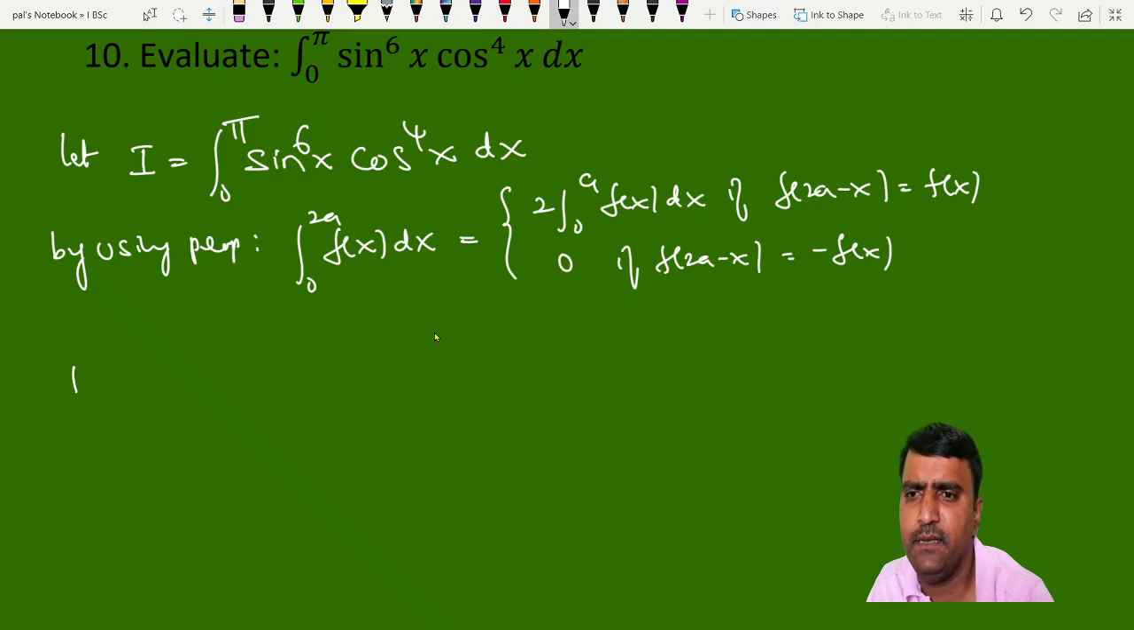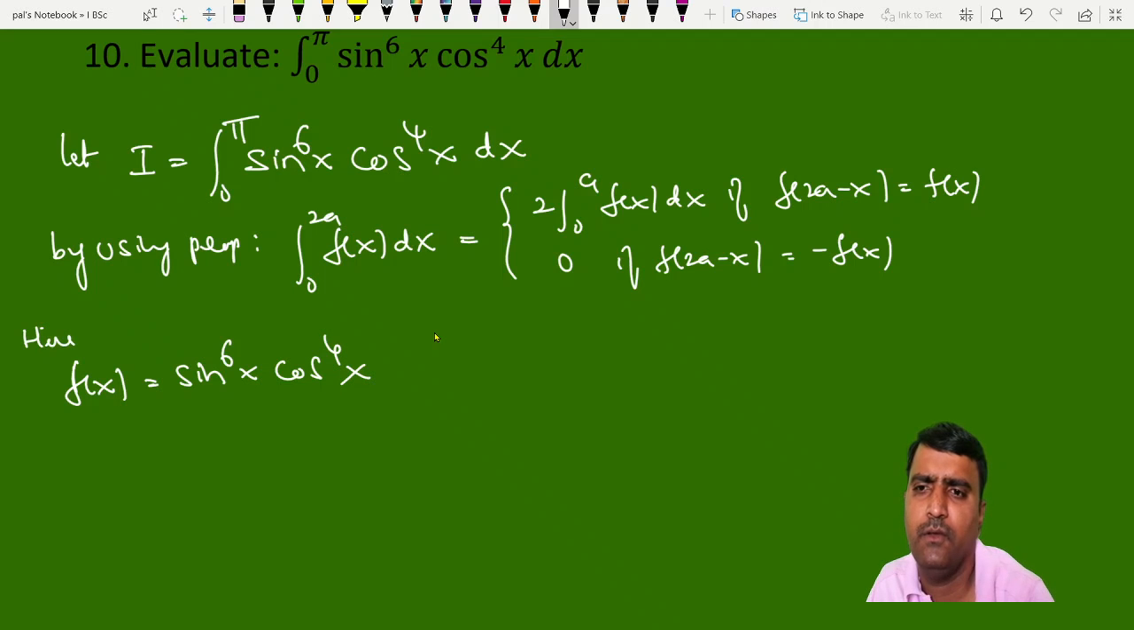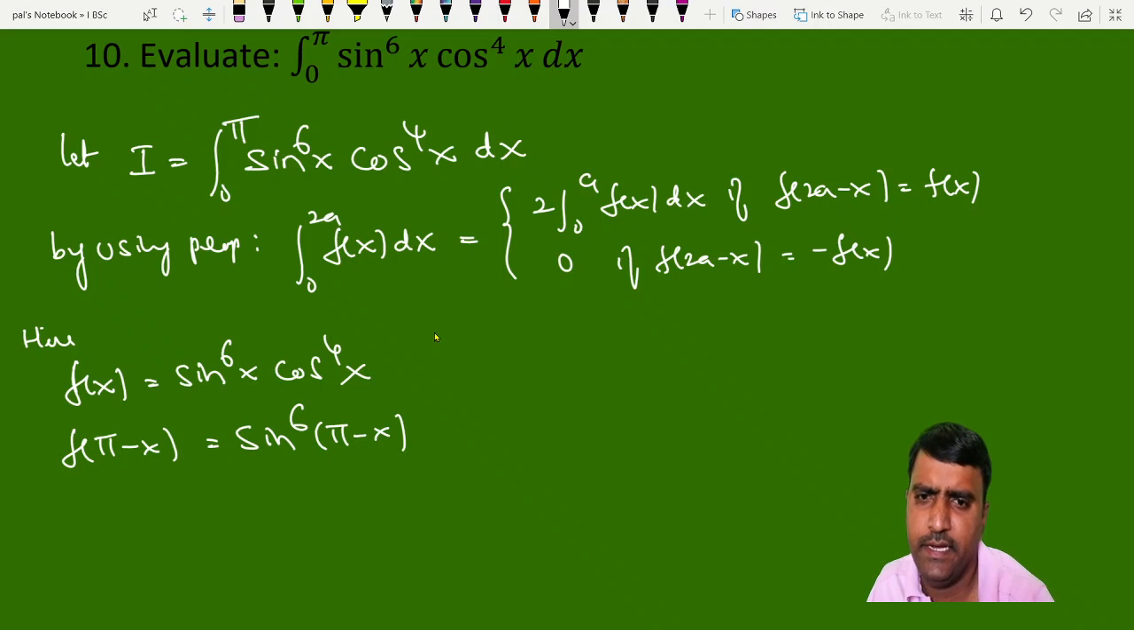So therefore I can be written as, here what is f of x? Let f of x be equal to sin to the power 6x into cos to the power 4x. Okay. So what is 2a? 2a is pi. F of pi minus x is equal to sin to the power 6 of pi minus x into cos to the power 4 of pi minus x. Use the ASTC rule here.